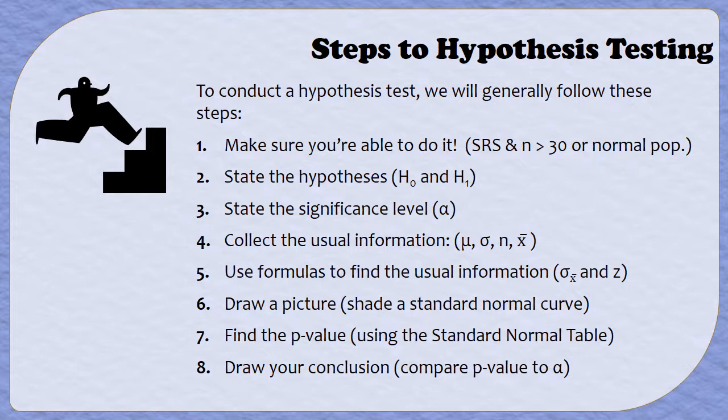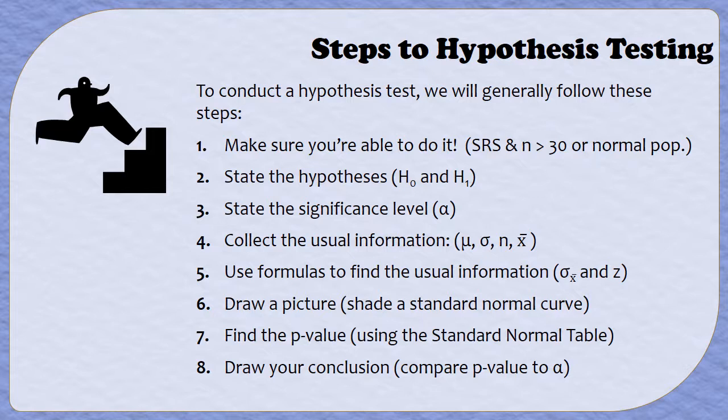Then we're going to draw a picture shading in our normal curve, and we're going to find a p-value using the standard normal table. So when we found area under a curve before, when we found percent or probability or proportion, we're now going to call that the p-value. So they're basically just the same thing. And then step 8 is a new step. It's to draw your conclusion. This is where you will reject or fail to reject.